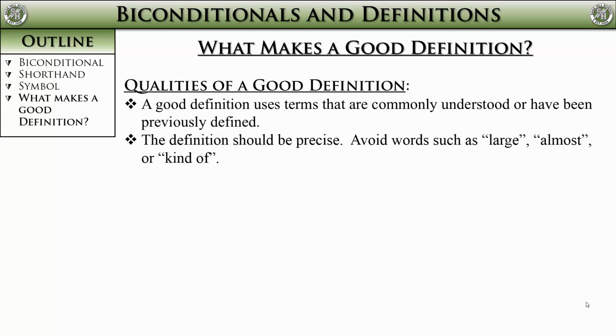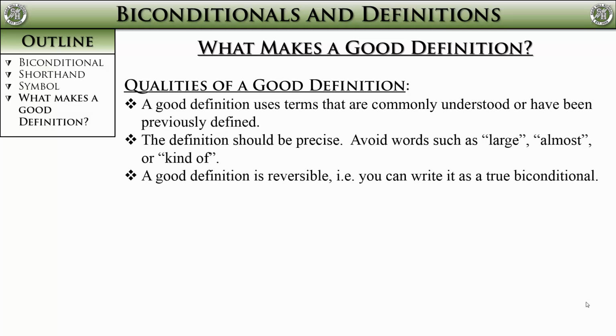The second quality of a good definition is that it's precise. It uses definite terms. It avoids vague words like large, almost, or kind of. In the definition of an obtuse angle on the previous slide, it was very precise in its description. Just saying, an obtuse angle is a big one, wouldn't have been very good. It went into specifics about just how big it had to be to count as obtuse.